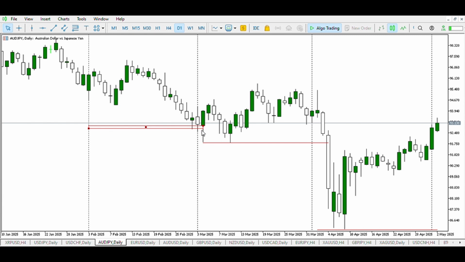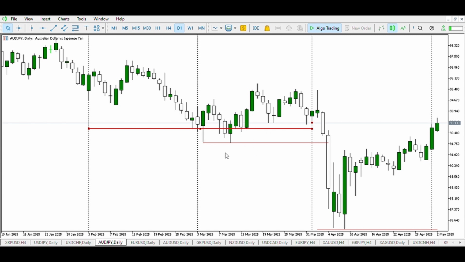the support of February was broken in March, at this particular zone, price did not break it impulsively. Price broke it in a liquidity manner. You can see we have just one close here. This particular candle closed within the range.